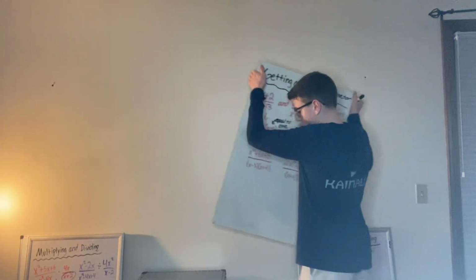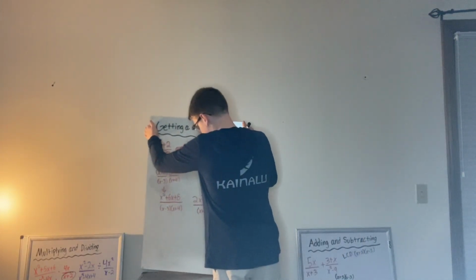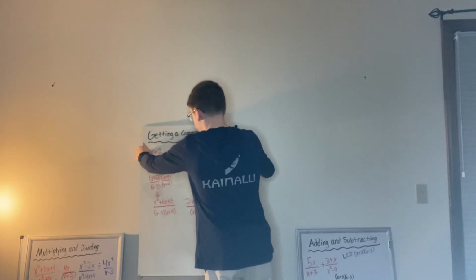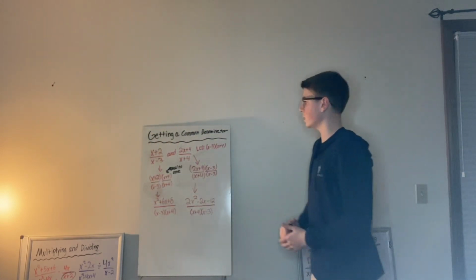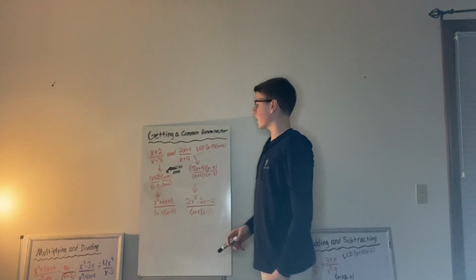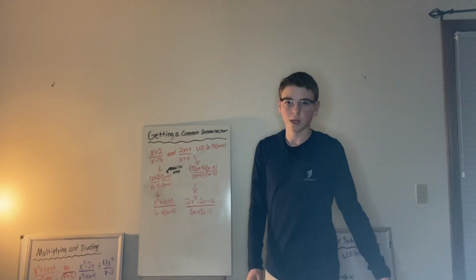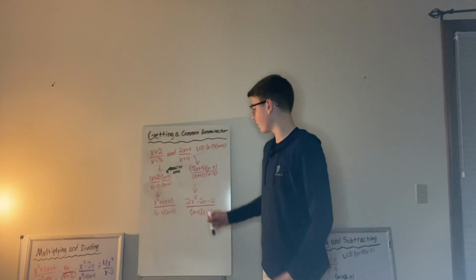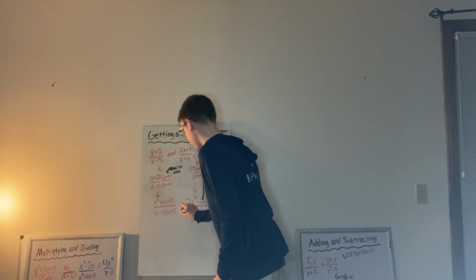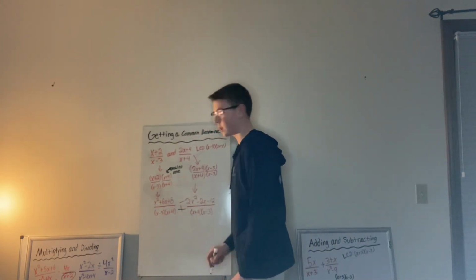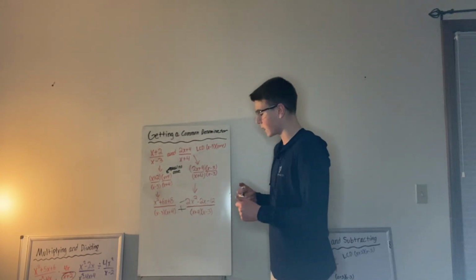So, getting a common denominator. This is essential for addition and subtraction of these: x plus 2 over x minus 3 and 2x plus 4 over x plus 4. I'm just going to try to get a common denominator here. And then after, if we wanted to, we could add these or we could subtract these. Doesn't matter. They have a common denominator.